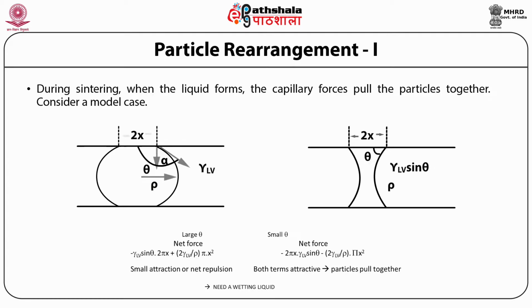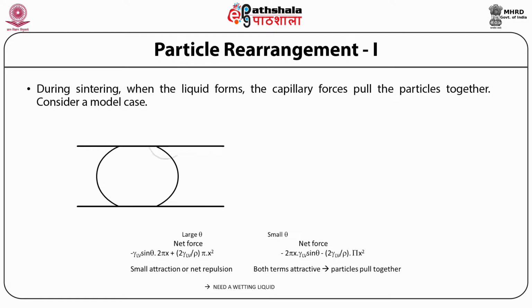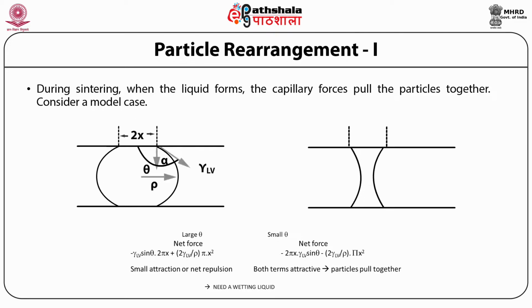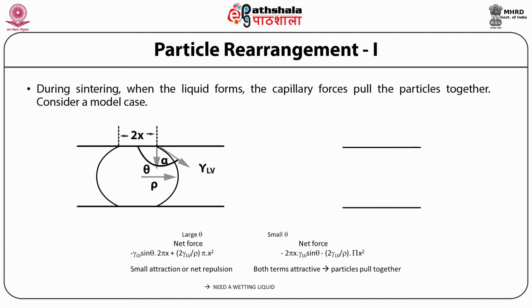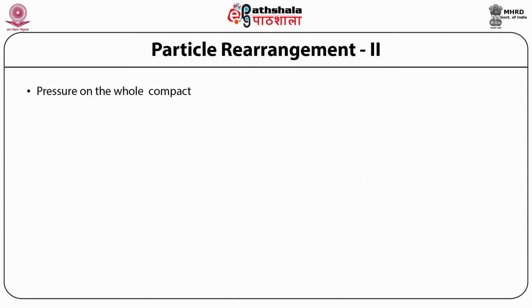When the contact angle is small, as shown in figure B, the net force is given as minus 2 pi x into gamma sin theta minus 2 gamma by rho pi x square. In this case, both the components are attractive, and so the plates are pulled together. Therefore, in the case where the liquid wets the solid particles well, an attractive force acts between the particles, which tends to pull the particles together. Therefore, for effective liquid phase sintering, the liquid formed during sintering should be a wetting liquid.